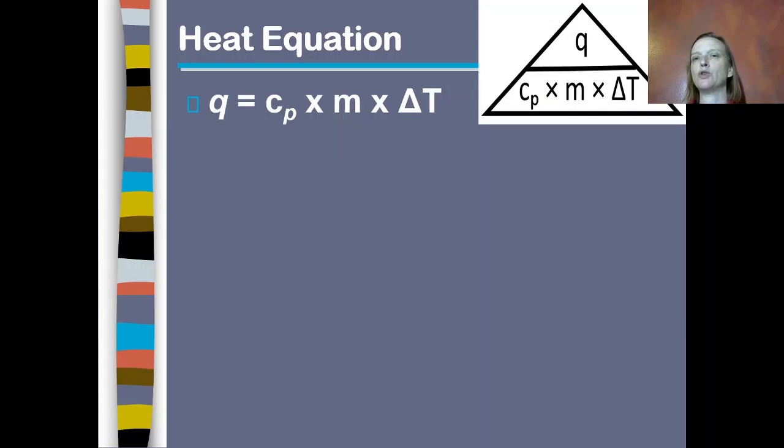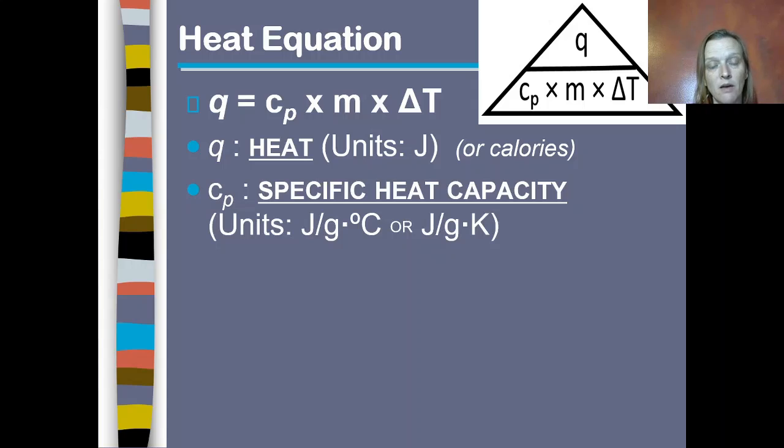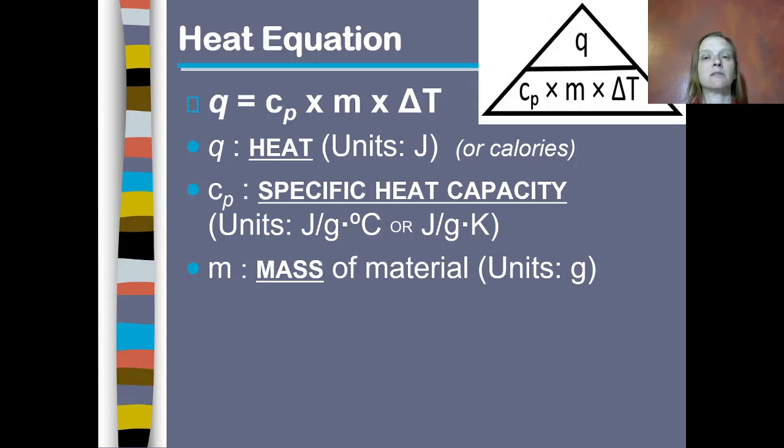Okay, I told you that calculating heat depended on specific heat capacity, mass, and temperature change. This is the equation that lets us calculate heat. So let's talk about what each of these symbols mean. Q equals C times M times delta T. Q stands for heat. The units are joules. Cp stands for specific heat capacity. Those units, I already gave them to you, but they're joules per gram degree Celsius or joules per gram Kelvin. M stands for mass. And you remember from Module 0 that the units for mass are grams.